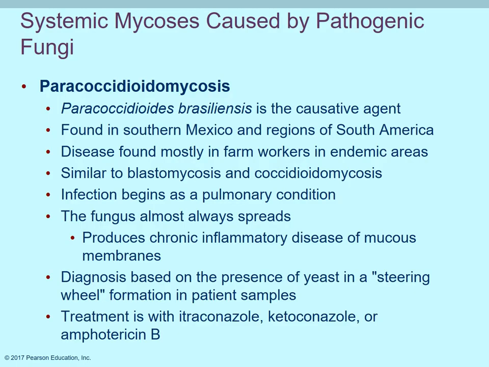Paracoccidioides brasiliensis is the causative agent for paracoccidioidomycosis. This is found in southern Mexico and parts of South America. Typically, the type of people we see who become infected would be farm workers. The fungus has spores that are often found in the soil, and so it is inhaled.